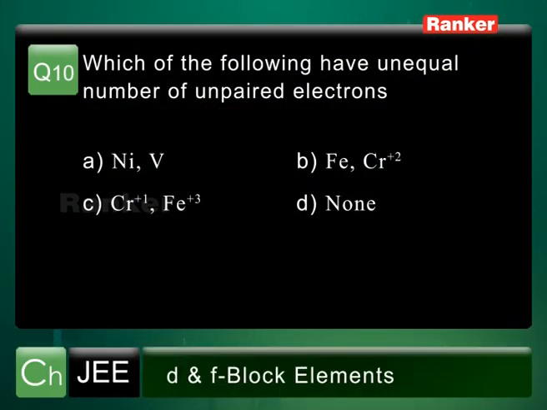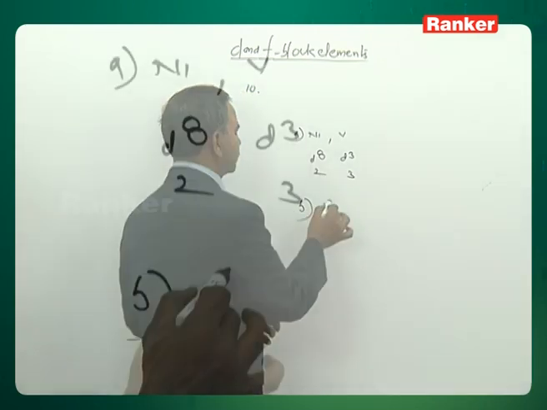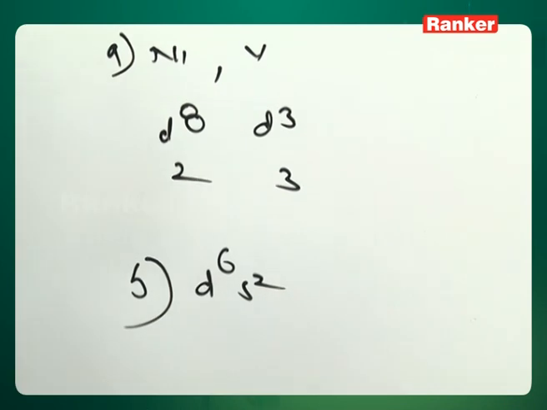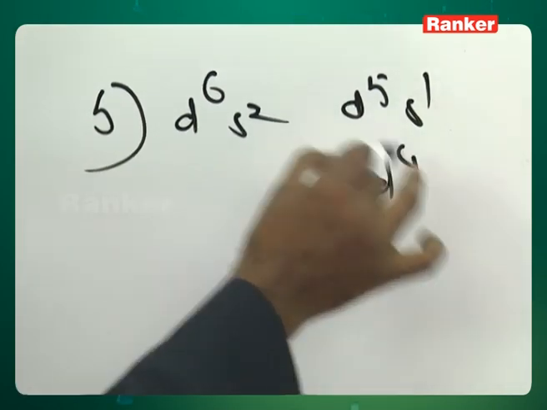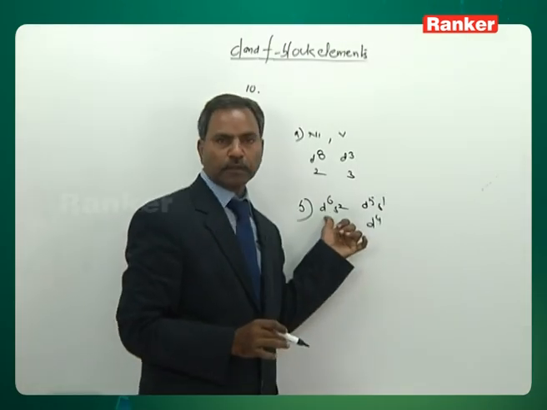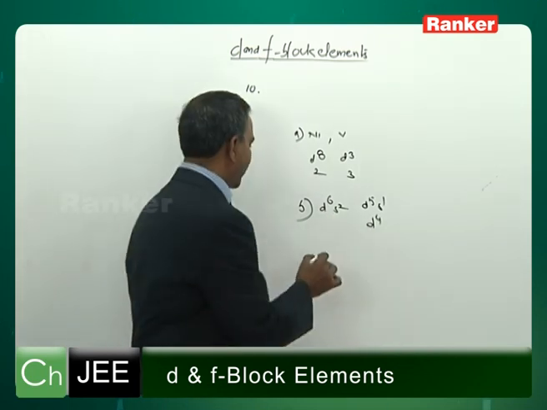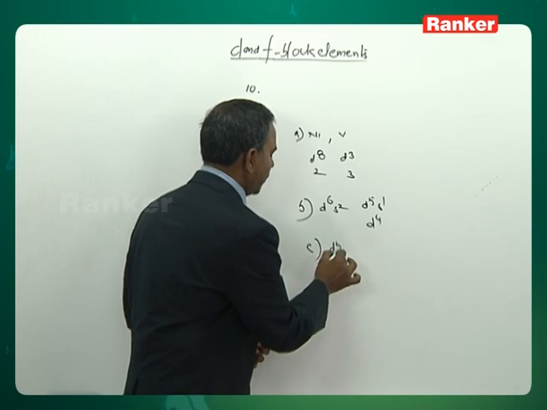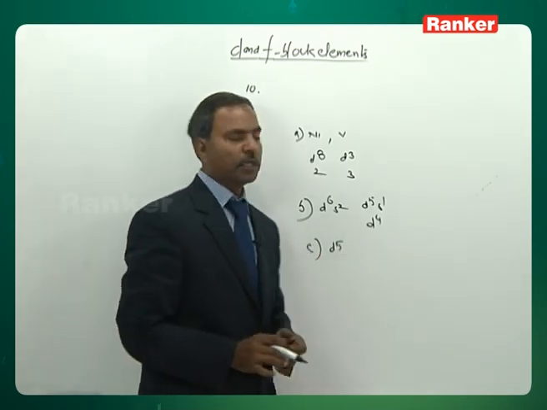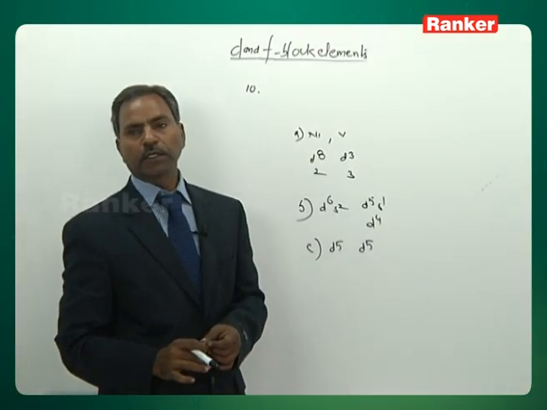Coming to option B, this is iron. What is the atomic number? 26, so d6 s2, and chromium plus 2. Chromium is d5 s1, and plus 2 means d4. See, d6 has 4 unpaired and d4 has 4 unpaired, so they are equal. Coming to option C, chromium plus 1 means d5, 5 unpaired electrons. Fe plus 3 is also d5, so both carry the same number, 5.